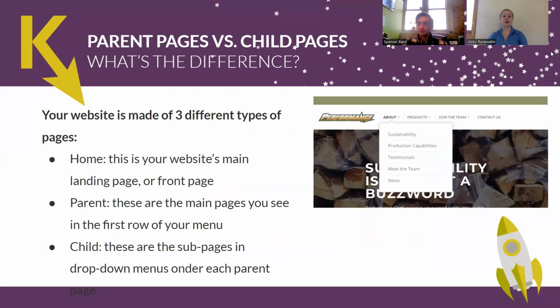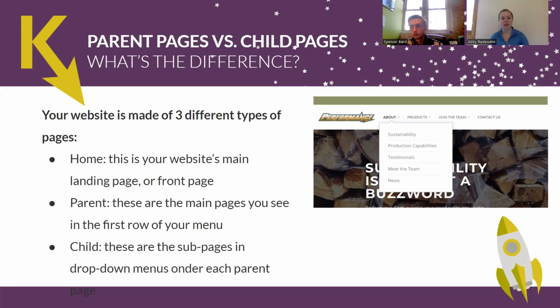Moving on. Now we're going to chat about parent pages versus child pages, what the difference is, and what each is used for. Your website should have three different types of pages. First is your home page, which is your website's main landing page. It's the page that people see right when they open up your website.